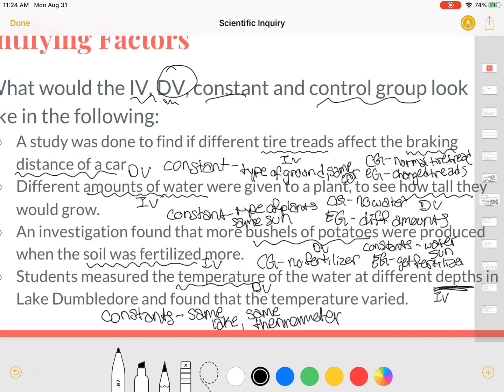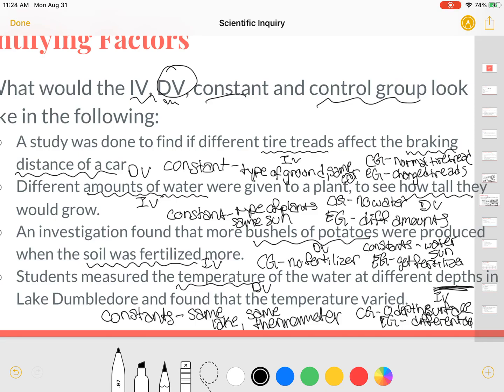And then your control group, it's actually going to be at the shallow, 0 depth. We can compare everything to the one at the very top, the surface. So the surface is going to be our control group. And then our experimental group, those are going to be all the others, the different depths.